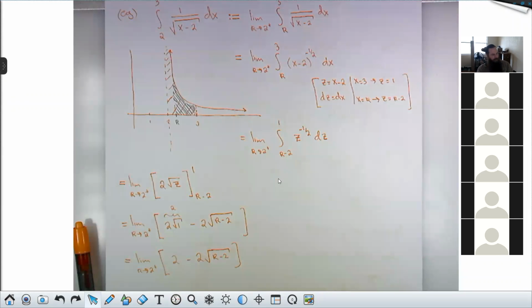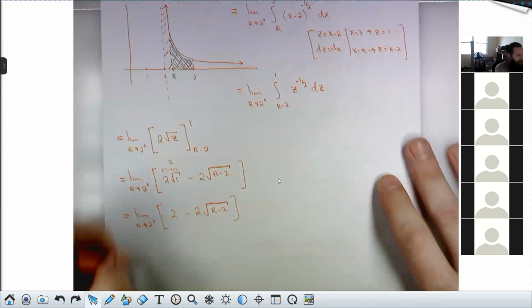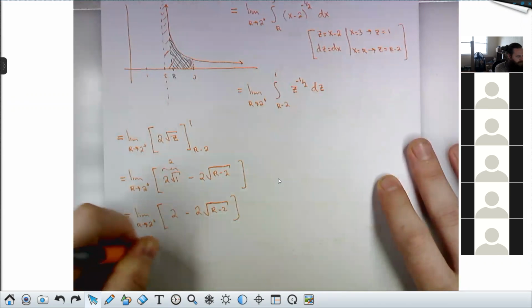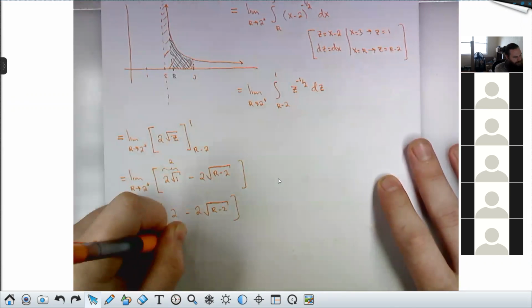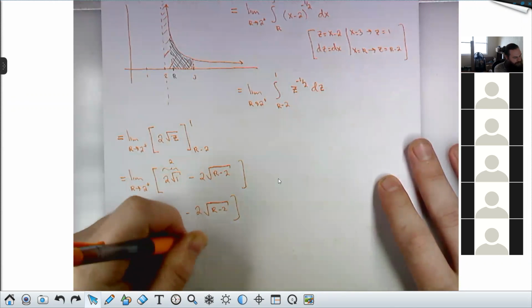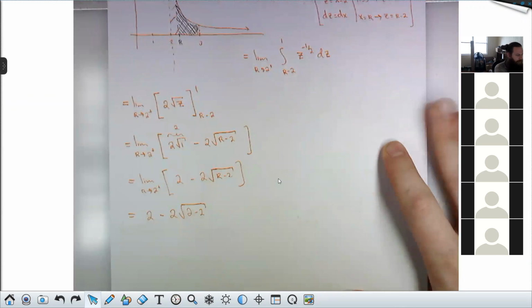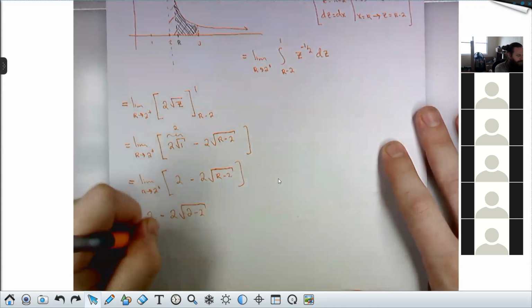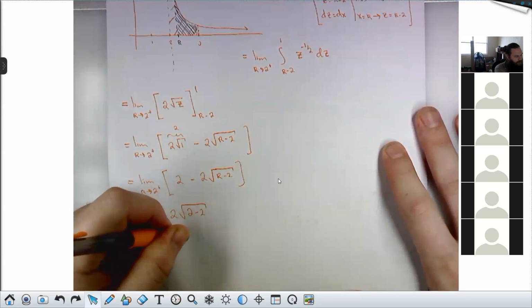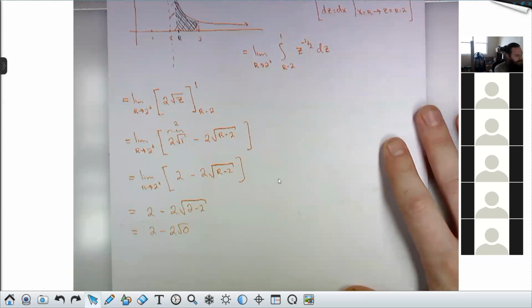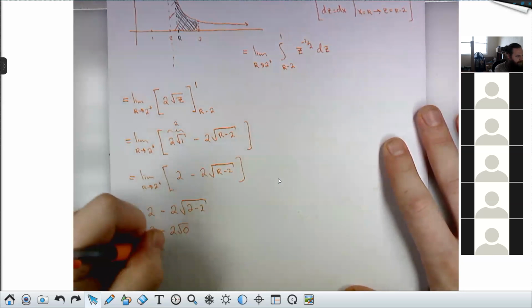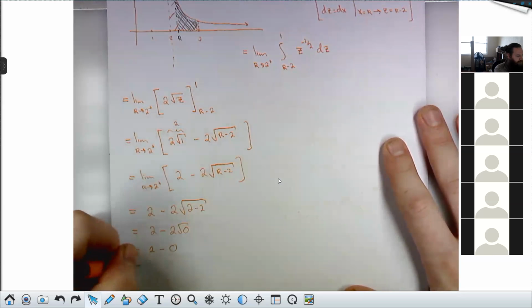In other words, this limit you can take just by plugging in. You get 2 minus 2 times the square root of 2 minus 2. Square root of 2 minus 2 is the square root of 0. So you get 2 minus 2 times the square root of 0. That's 2 minus 0, which is 2.